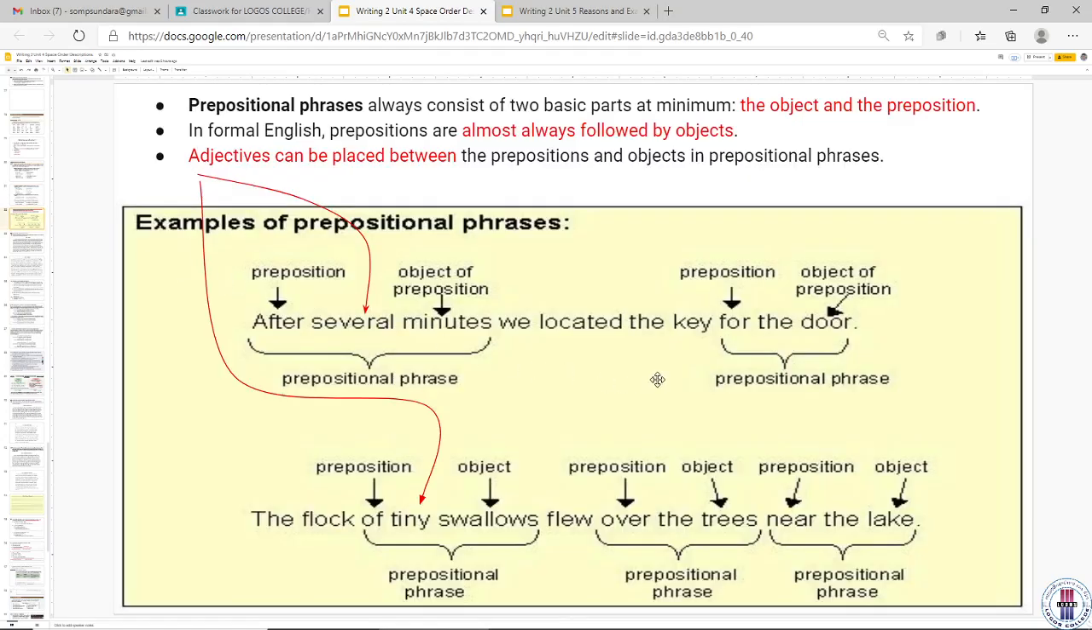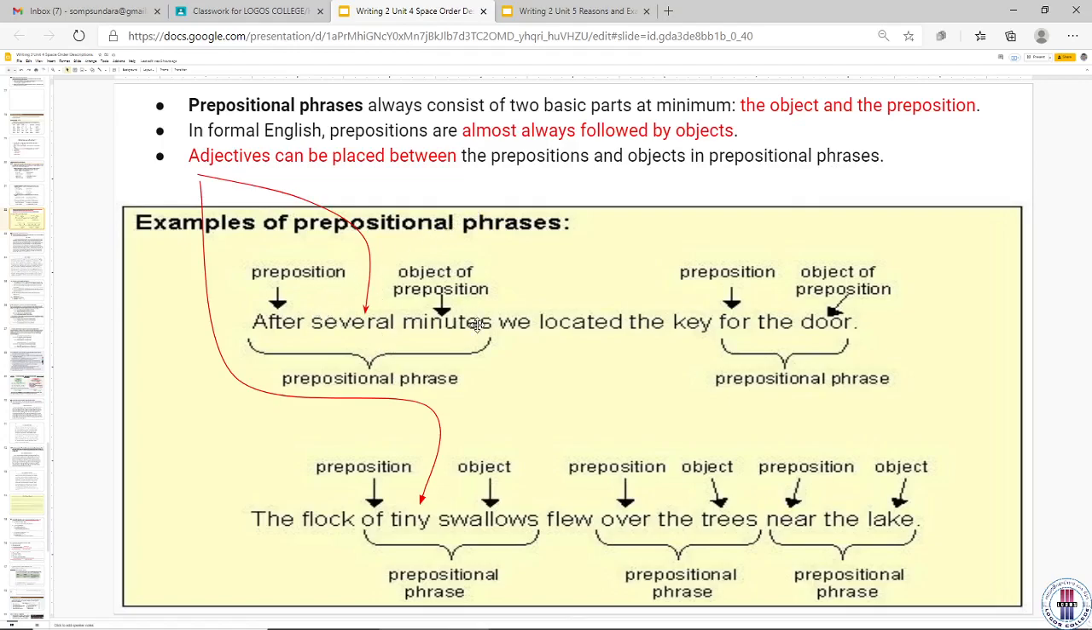Let's look up further into the preposition. It says prepositional phrases. What are they? They always consist of 2 basic parts at minimum, right? So at least, right? It has to have the object and the preposition. It says in formal English, prepositions are almost always followed by objects. So not all the time, almost always, right? And adjectives can be placed between the prepositions and objects in prepositional phrases. Let's take a look at the example.